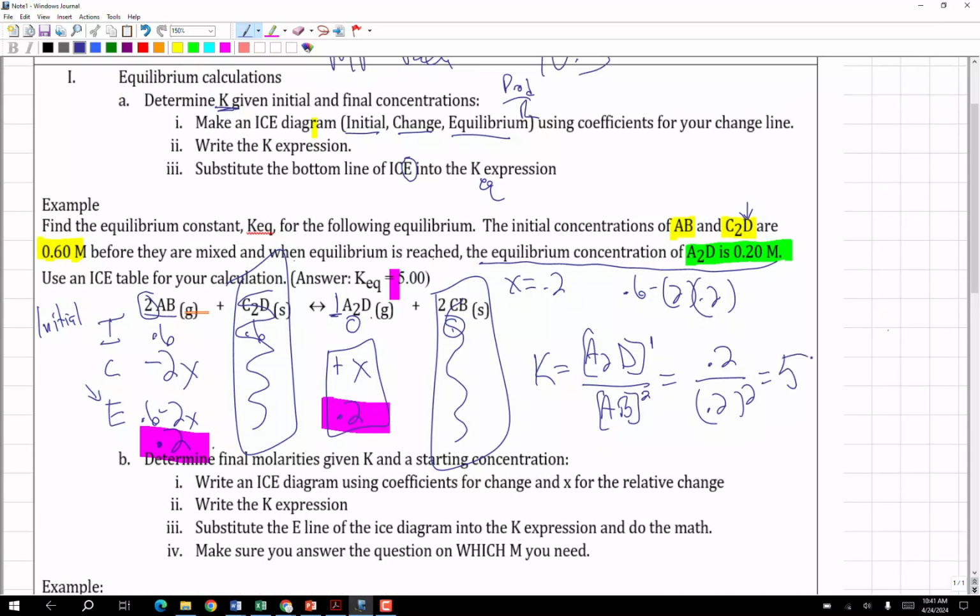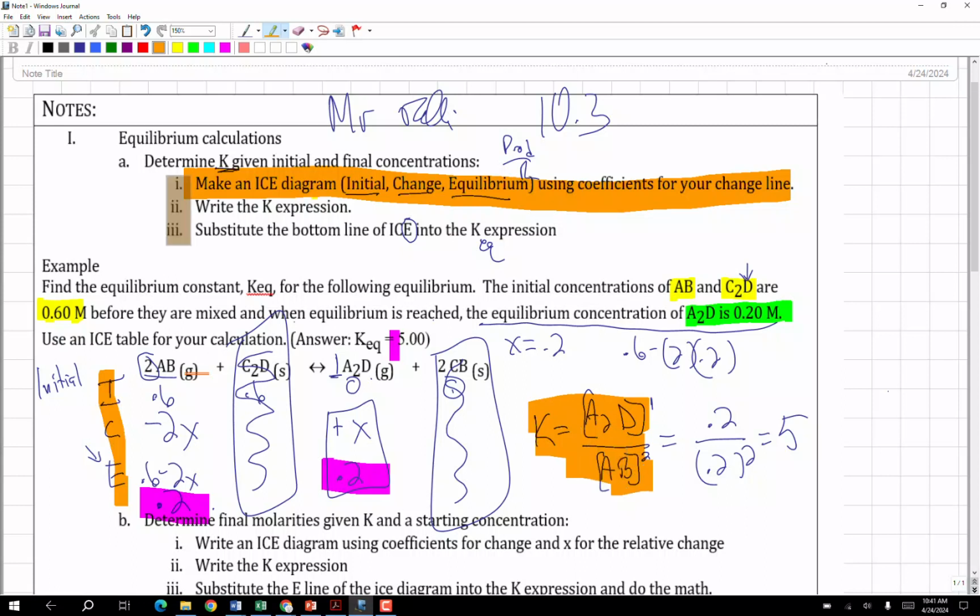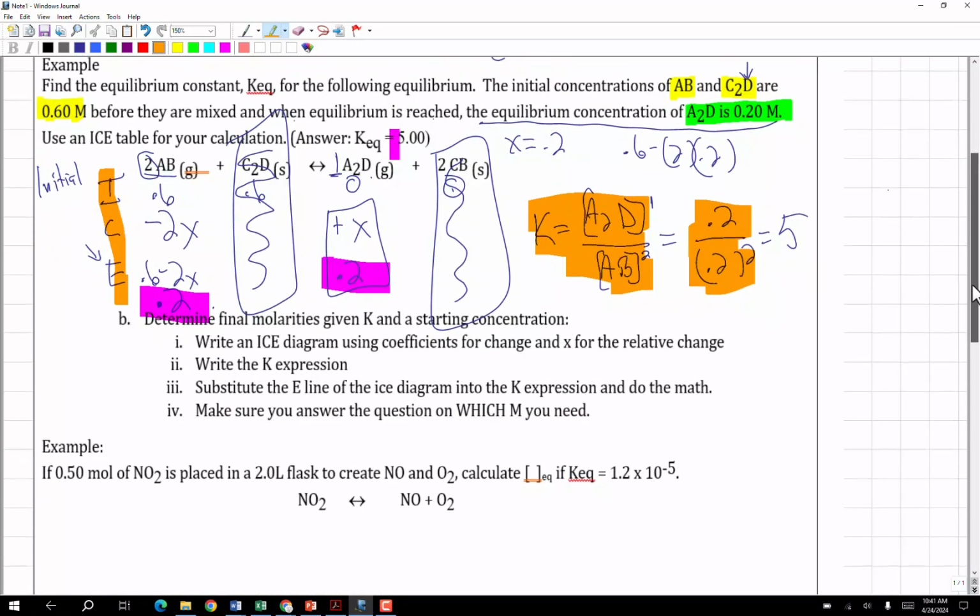Okay. So let's take a look at this again. We have our steps on how to do it. Make an ICE diagram. Here's my ICE diagram. Write the K expression. Here's my K expression. Substitute the bottom line into the expression. Calculators assemble. Okay. Don't worry, we'll do a bunch of these.